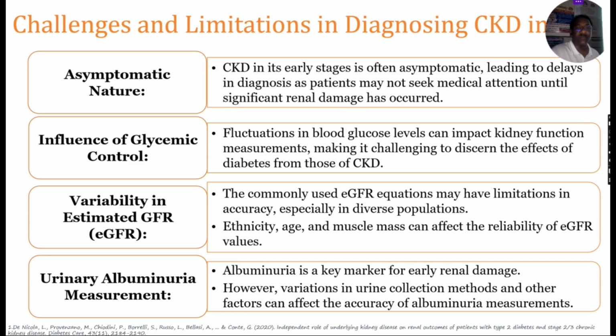Urinary albuminuria measurement. This is the most important. Albuminuria is a key marker for early renal damage. Variations in the urine collection methods and other factors can affect the accuracy of the albuminuria measurements. Some people call this midstream urine or early morning urine, etc. Anyhow, the most important thing is urine estimation for your protein, maybe the albuminuria or your microalbuminuria or urinary albumin creatinine ratio. So these are very important.